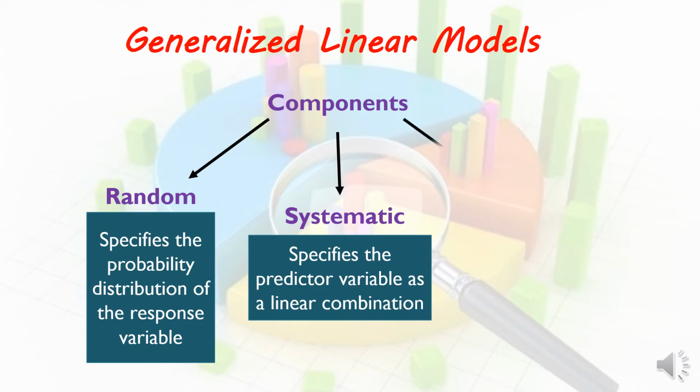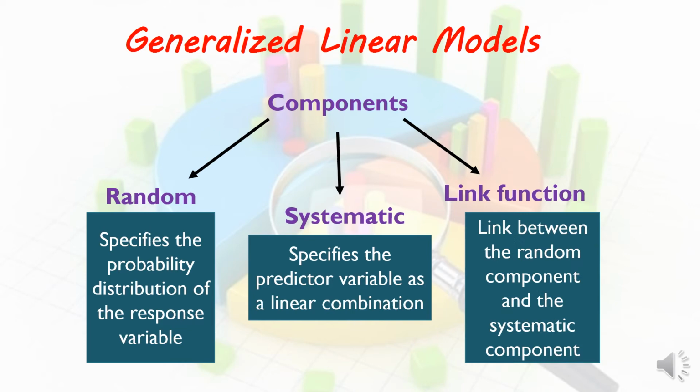The last one is the link function. This is about the link between the random component and the systematic component. There are various link functions we can use for specific models, such as the identity link, log link and inverse link.